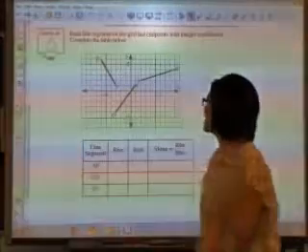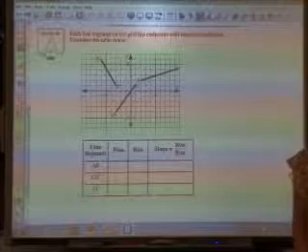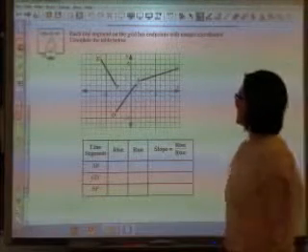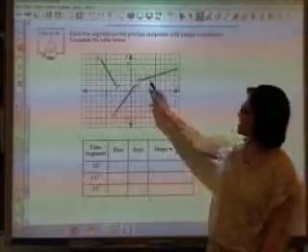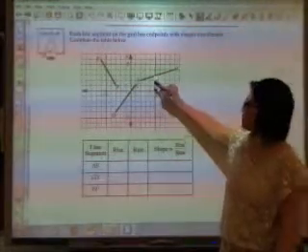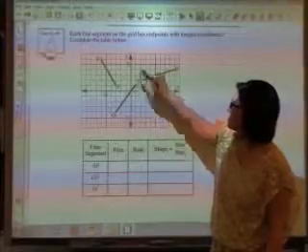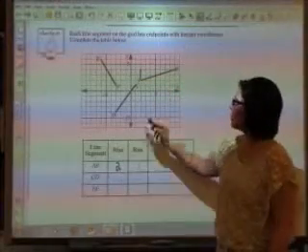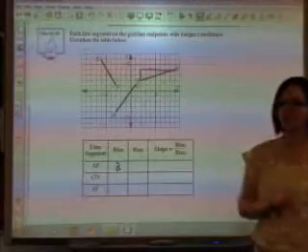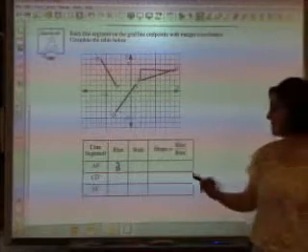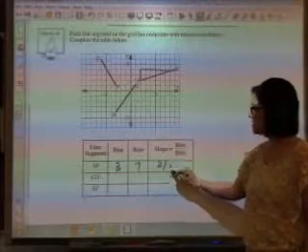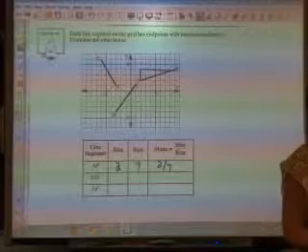So, if we look at class example number 1. What is the rise for line segment AB? So what's the vertical change? 2. And what's the run? 7. So then the slope would be 2 over 7.